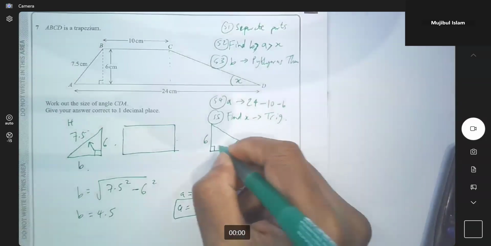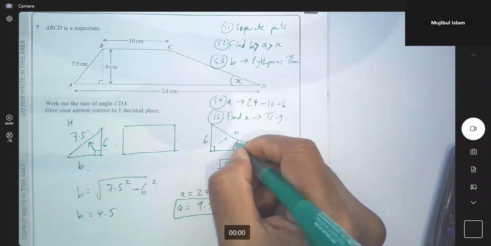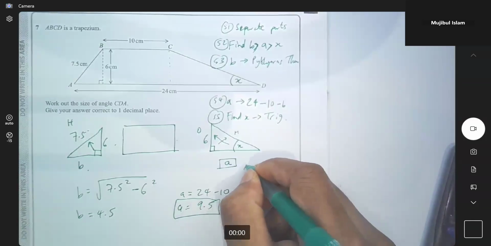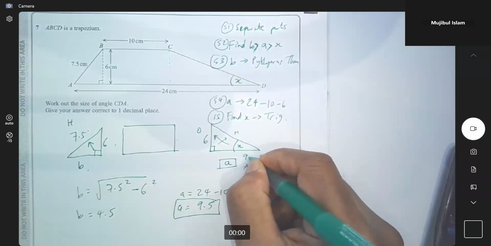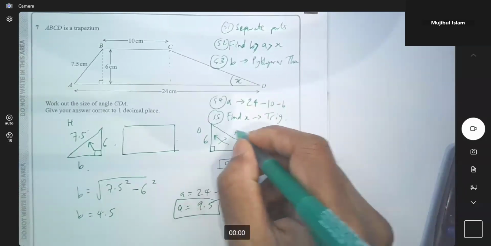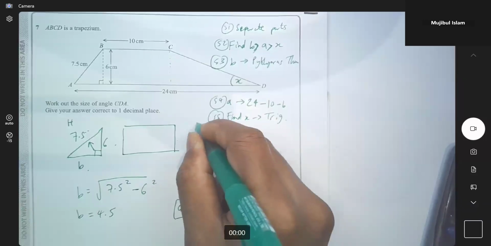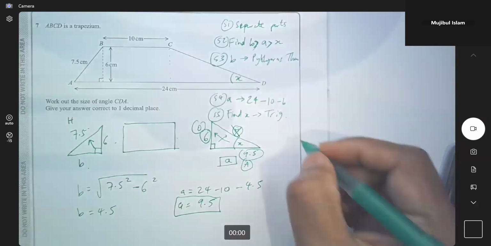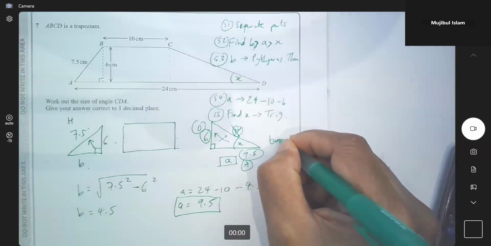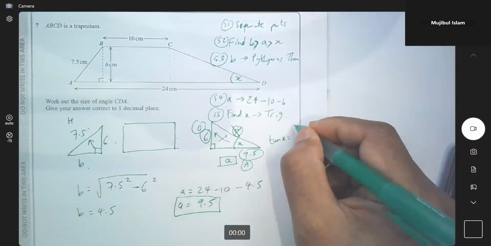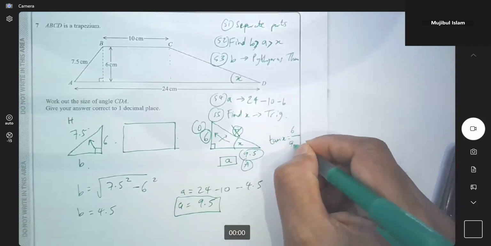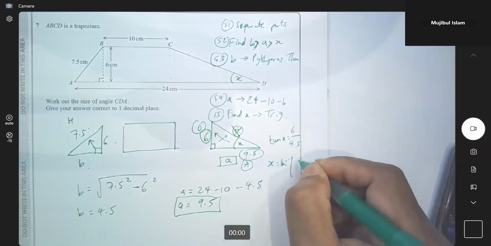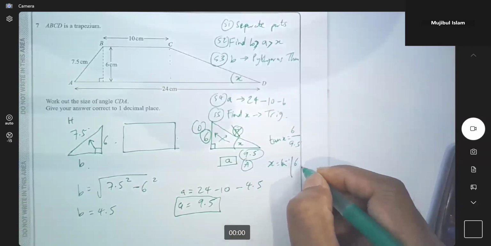So this is my hypotenuse, this is my opposite, this is my adjacent, and this is 9.5. I'm not working with the hypotenuse. I'm working with opposite and adjacent. Opposite and adjacent is tan. So tan x equals opposite, 6, divided by adjacent, 9.5. So x equals tan minus 1 of 6 divided by 9.5.